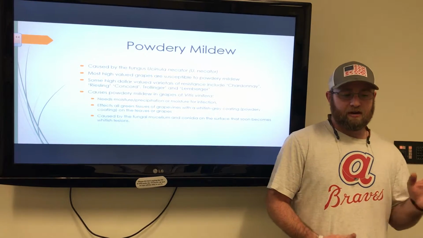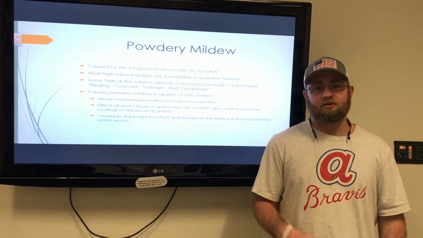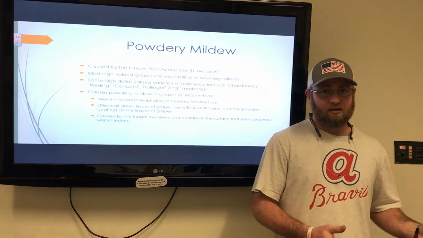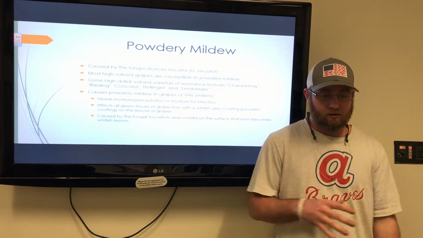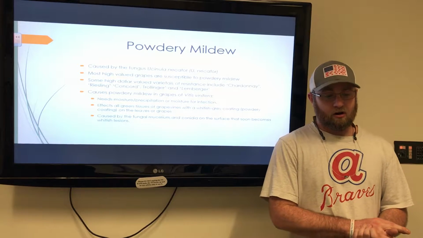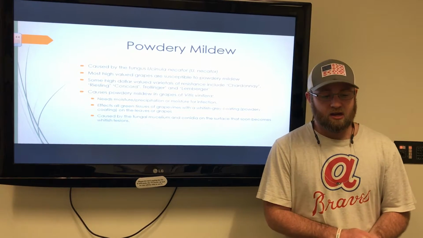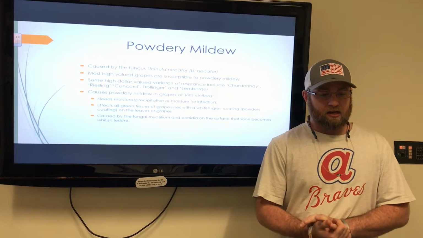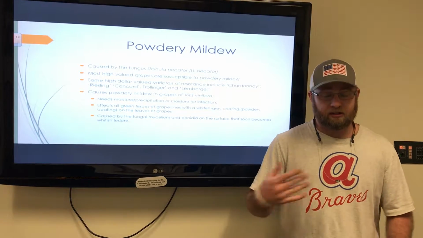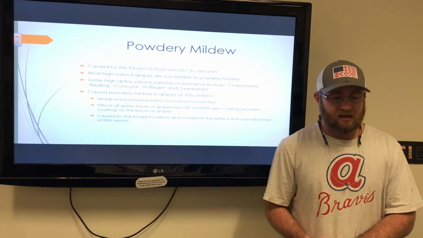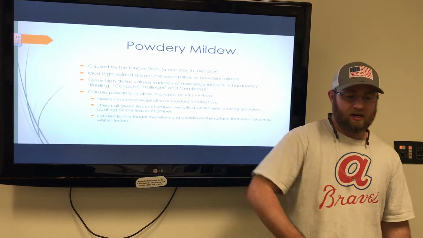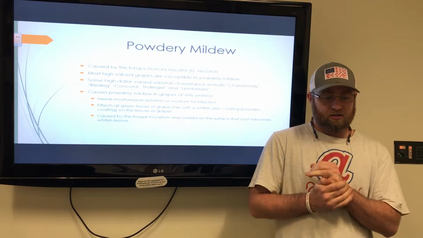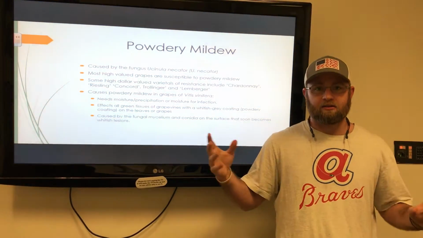A few causes for the mildew: it needs a lot of moisture and precipitation. That also plays a role in downy mildew as well. It affects all green leaf or all green tissue on grapevines with a whitish gray, powdery coating, on leaves or grapes. It's caused by the fungus mycelium. Once precipitation occurs, then the mycelium and the conidia on the surface soon have a white lesion effect.